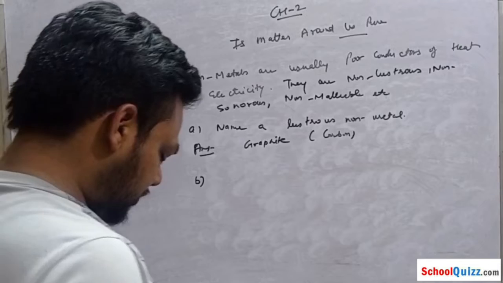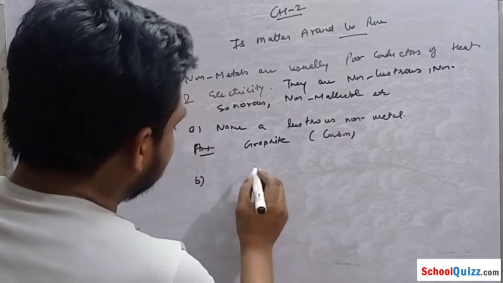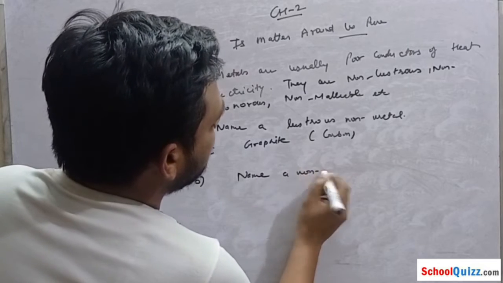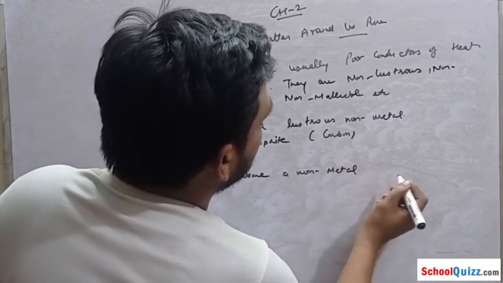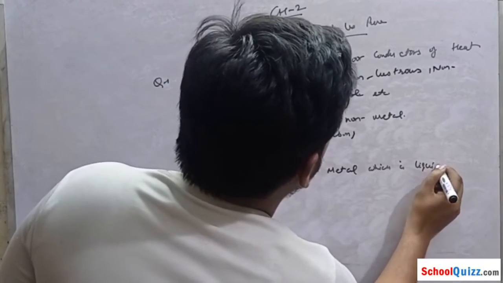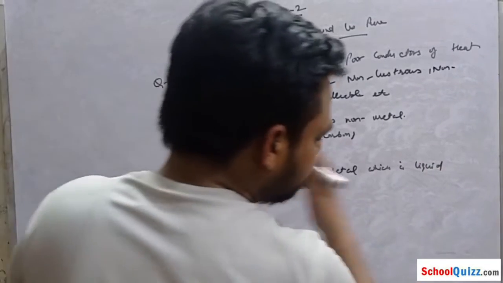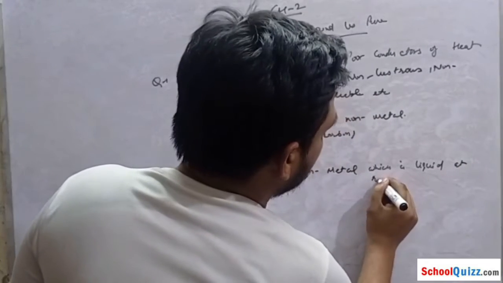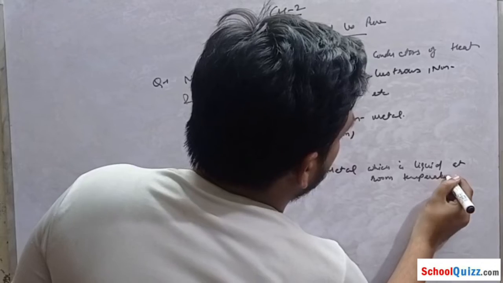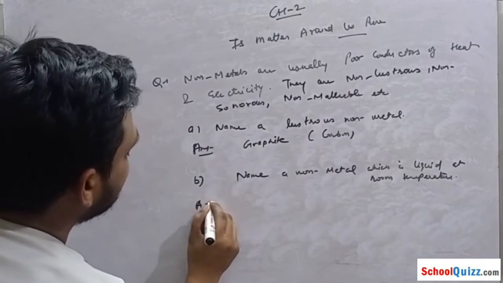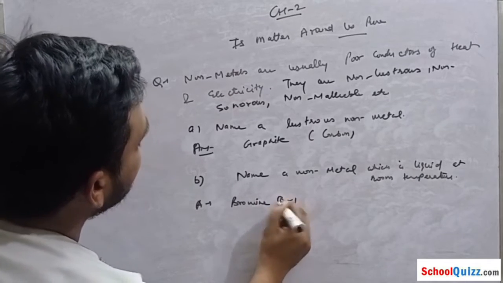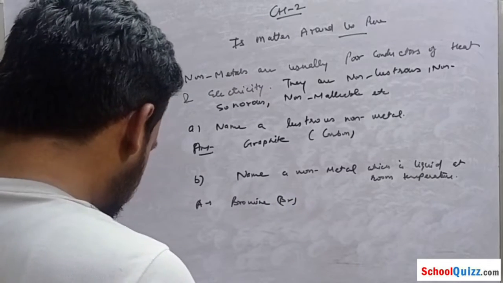Second one: name a non-metal which is liquid at room temperature. That is bromine, Br.